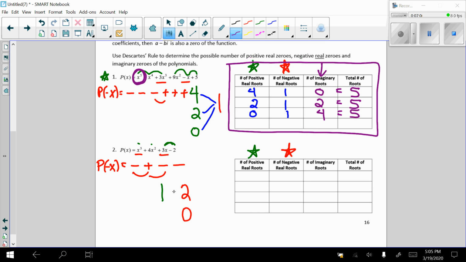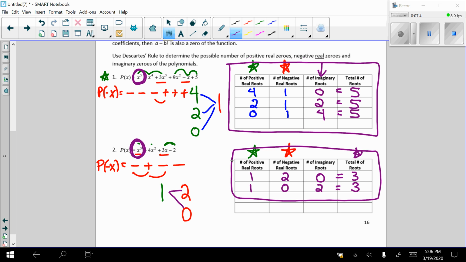Let's go ahead and look at our chart. Match up all of the possible number of positive real roots with all of the possible number of negative real roots. All right, think about it. What should these add up to? This is a third degree polynomial, so these should add up to 3. So go ahead now and fill in the gaps. 1 plus 2 plus 0 equals 3. 1 plus 0 plus 2 equals 3. So a little bit shorter of a chart. There are only 2 possible scenarios for this particular polynomial function.